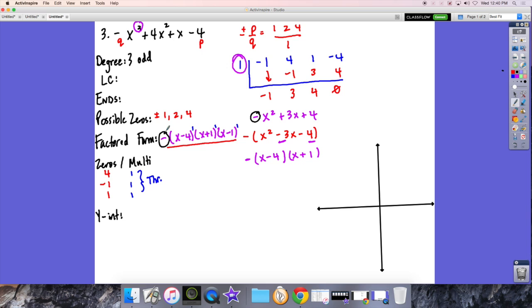Now our lead coefficient, we have a negative out front. So our lead coefficient is negative. So your ends, based on your end behavior chart, the left one will be up and the right one will be down.